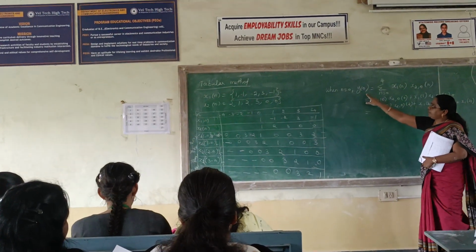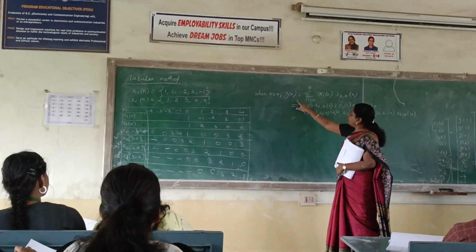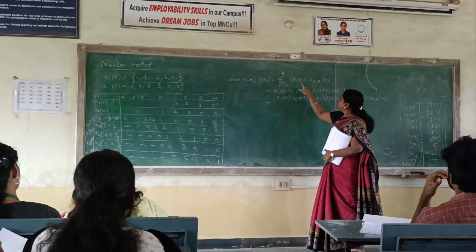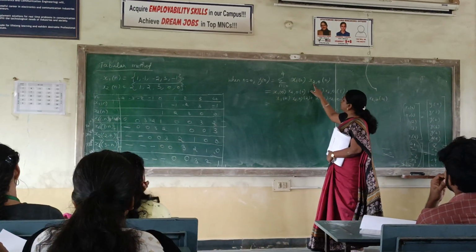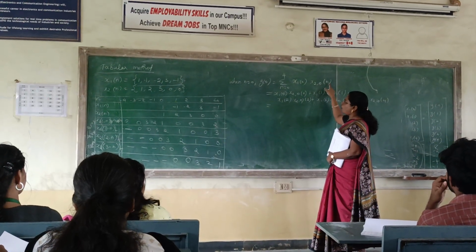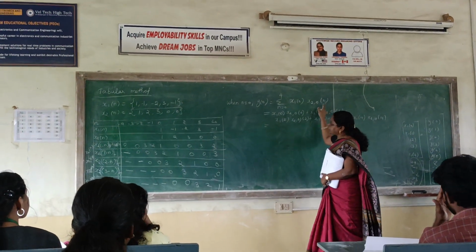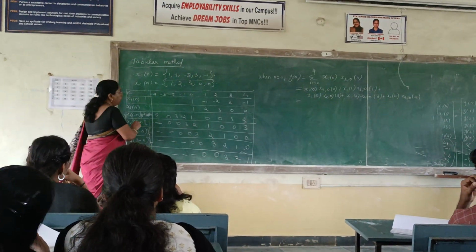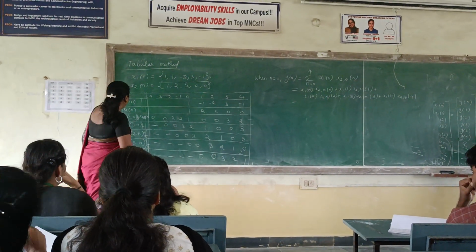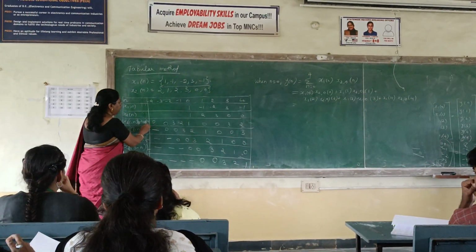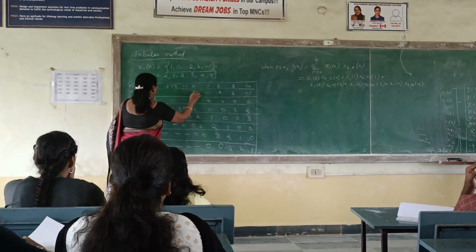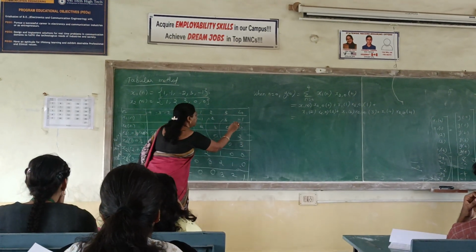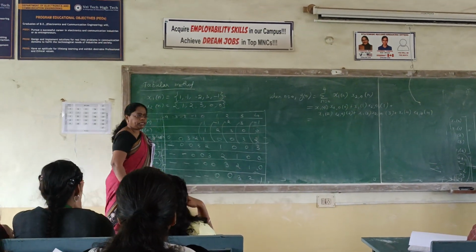For the final answer, when n equal to 0, y of 0 equal to summation n equal to 0 to 4, x1 of n into x2 comma 0 of n. Which one are we going to multiply now? x2 comma 0 of n. So x1 of n should be multiplied with this. This is how we are going to multiply these two numbers.